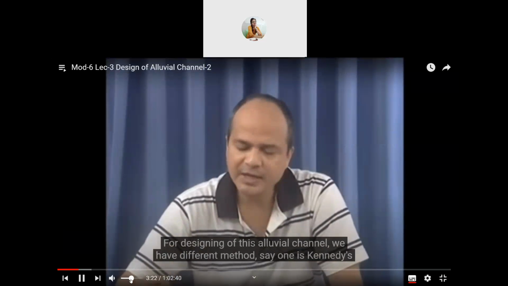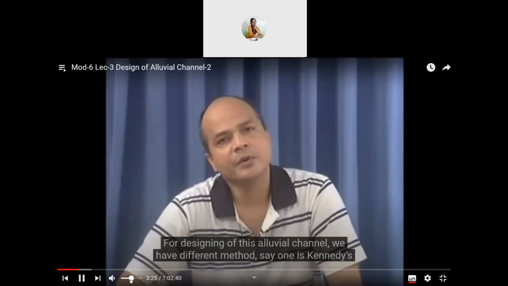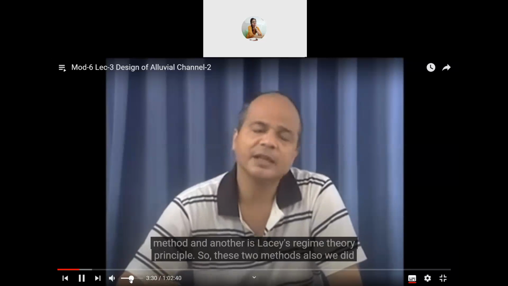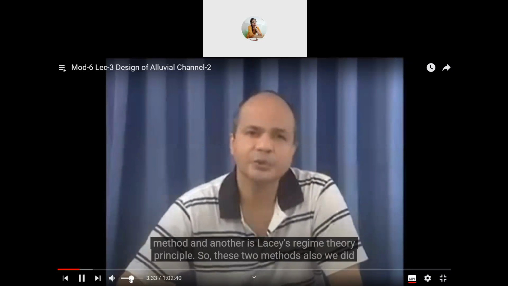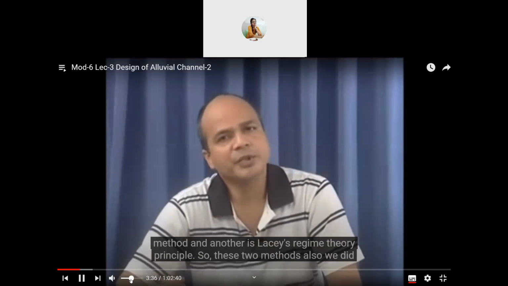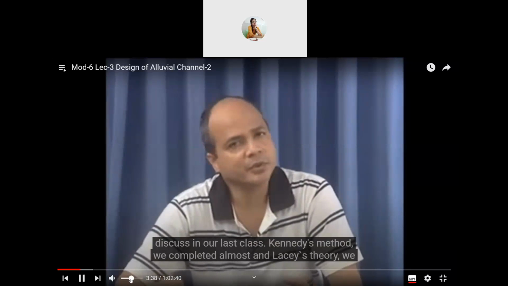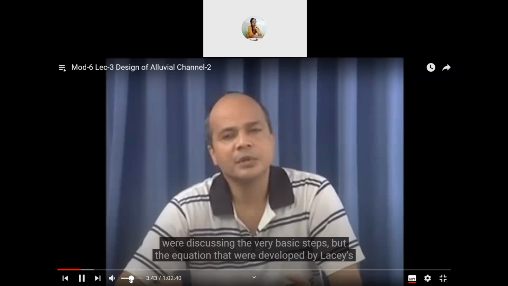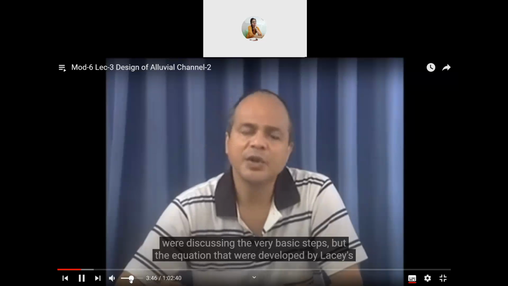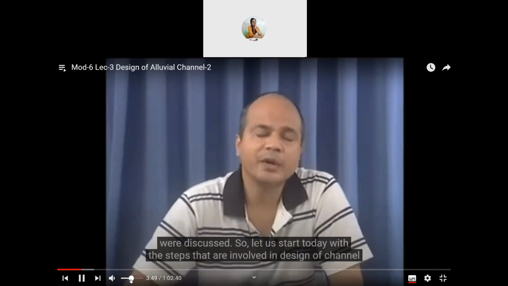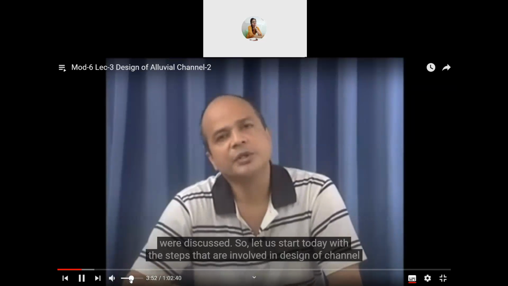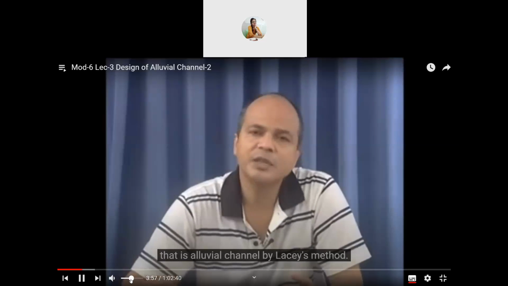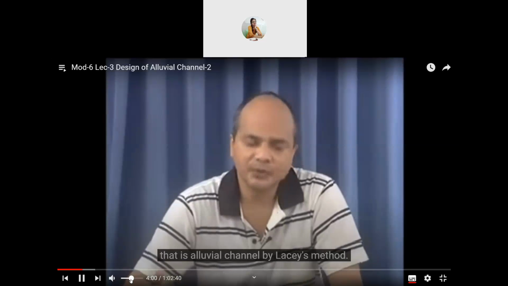For designing of this alluvial channel we have different methods. One is Kennedy's method and another is Lacey's regime theory principle. These two methods we did discuss in our last class. Kennedy's method we completed almost, and for Lacey's theory we were discussing the very basic steps; the equations developed by Lacey were discussed. So let us start today with the steps involved in design of an alluvial channel by Lacey's method.